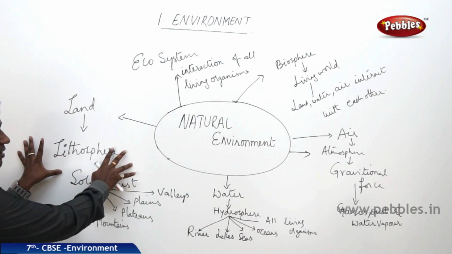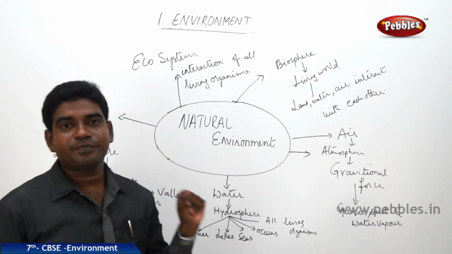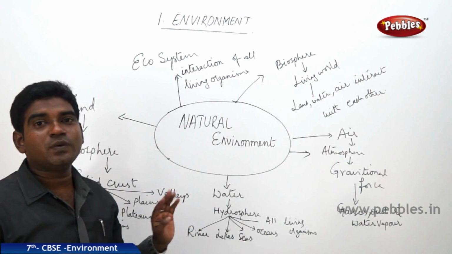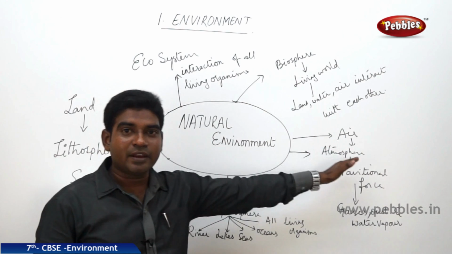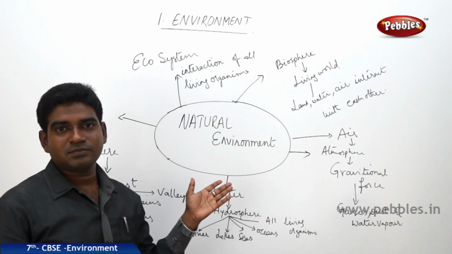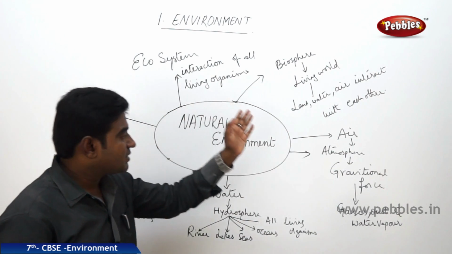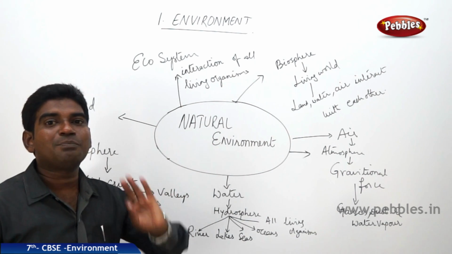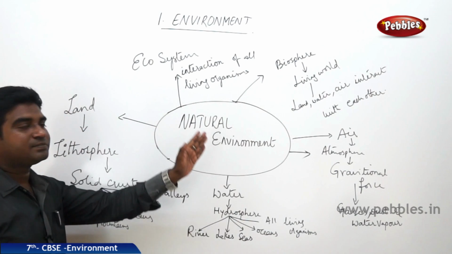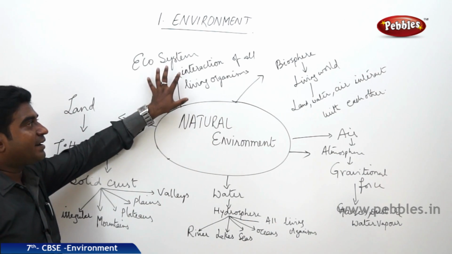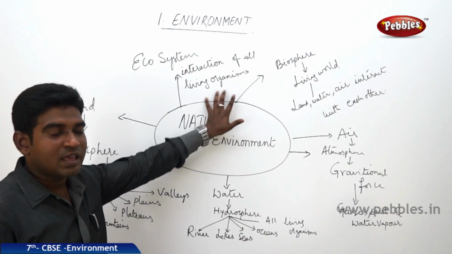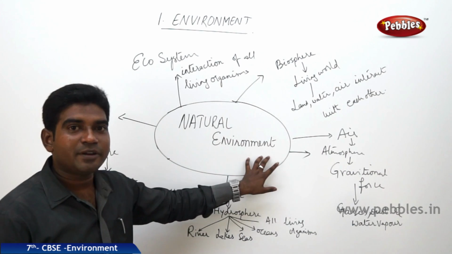Without land, where do we stay? Without water, how do we stay? Without air, do we stay? Even if you are there, you are not there. So this is an ecosystem, which is compulsory, with the interaction of all the living organisms and the natural environment.